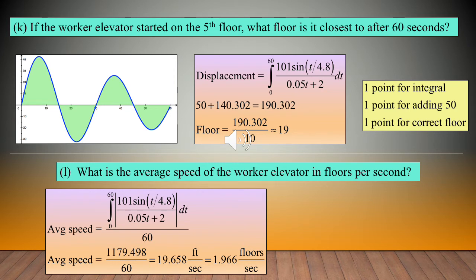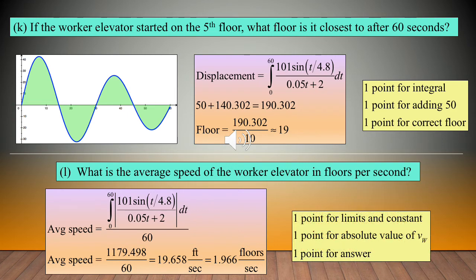When doing this calculation, be patient. Depending upon the age of your calculator, it could take up to 30 seconds to do this calculation because of the absolute value. For grading, 1 point is given for the limits of the integral, 0 to 60, and the constant, division by 60. 1 point for integrating the absolute value of v sub w, and then 1 point for the answer.